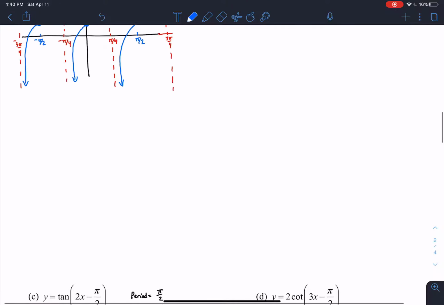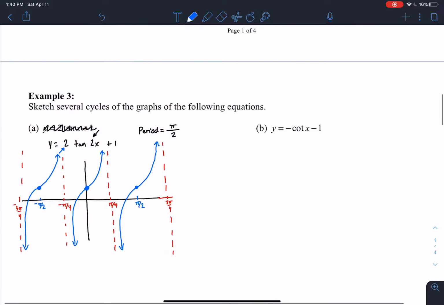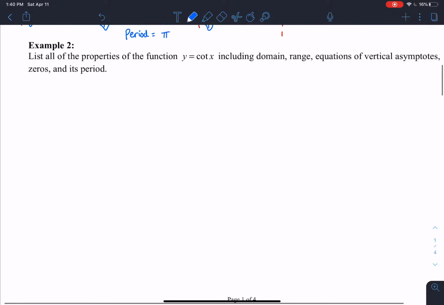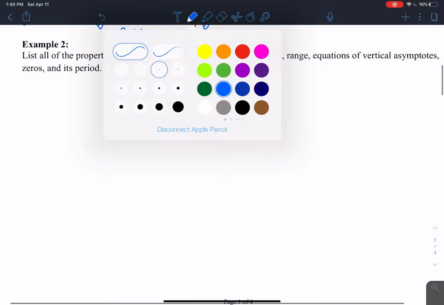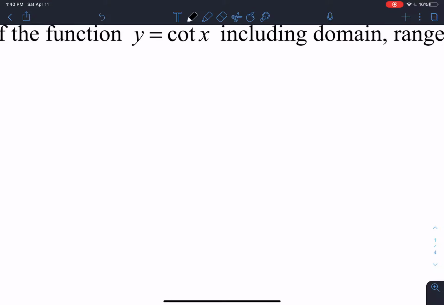Okay, so that's pretty much how you draw tangent, right? And then I'll just do a quick graph of the other 3, okay? So for the first one, cotangent looks very similar to tangent, okay? So you draw your axis.